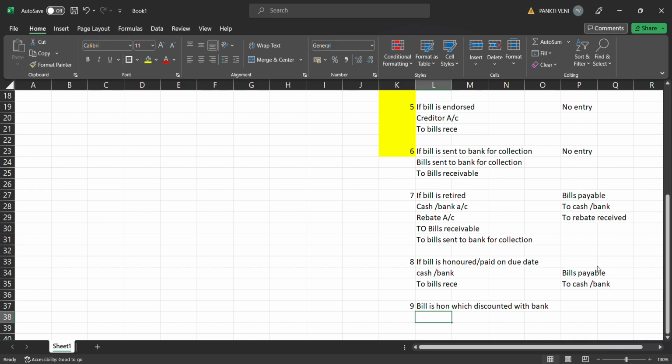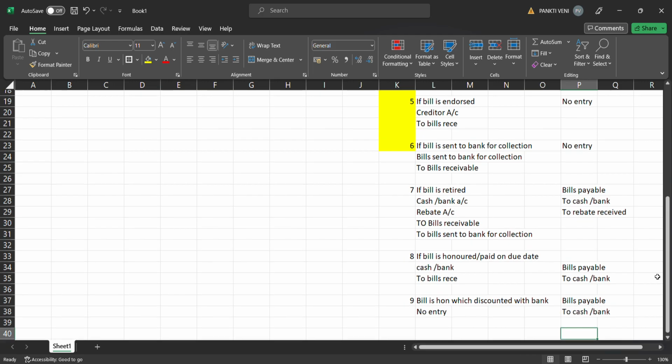So no entry in our case, right? No entry in our case, because the bank will pass that entry. But in case of the drawee, in the drawee's book, it will be a normal entry, bills payable to cash or bank.